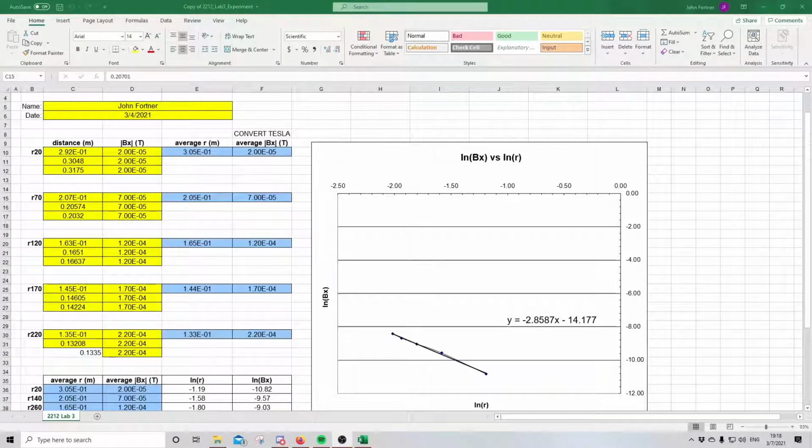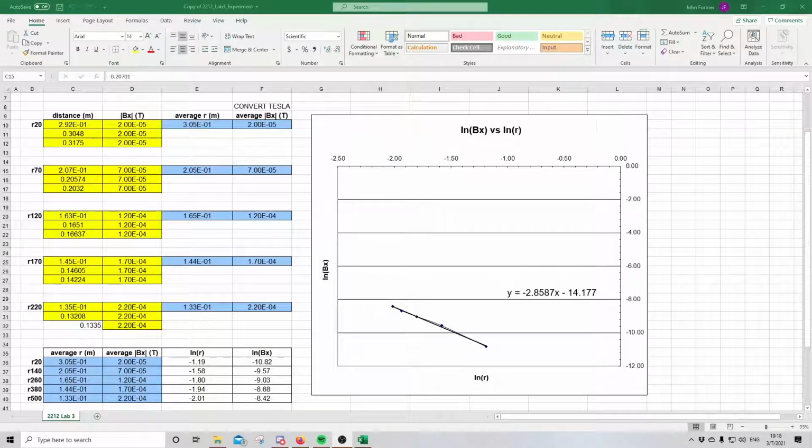Here we wanted to find the distance at which the magnetic field produced by the dipole was a certain value, and then we found the distance at which that value was produced. So here we graphed those values. We graphed the ln of r, the distance, with the natural log of the x component of the magnetic field at each point, and we found this equation: y equals negative 2.8587x minus 14.177. So this negative 14.177 is our constant ln k, and the negative 2.8587 is the constant n.